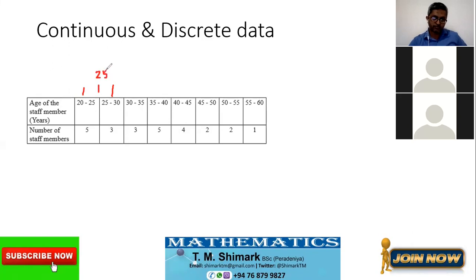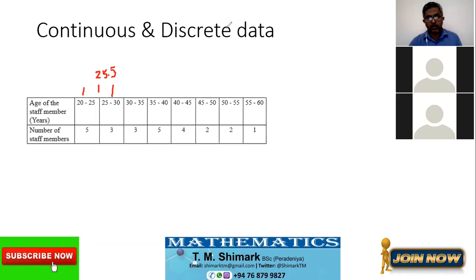25.5, is that possible, correct? That also exists, right? That kind of continuity is there. Age will be everywhere; people are born on any day of any year. So age will be different for different people, right? So age is something we call continuous data, it's not discrete.